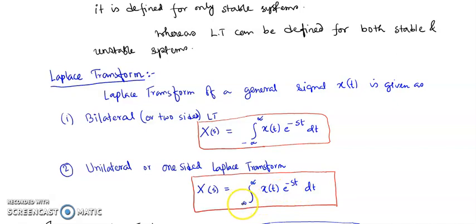So this limit is changed from 0 to infinity now. Earlier it was from minus infinity to plus infinity. Now it is from 0 to infinity. So it is only defined for positive time duration signals. So it is defined for causal signals, you can say, which are defined for t greater than 0. So this equation can be directly used instead of the previous equation.